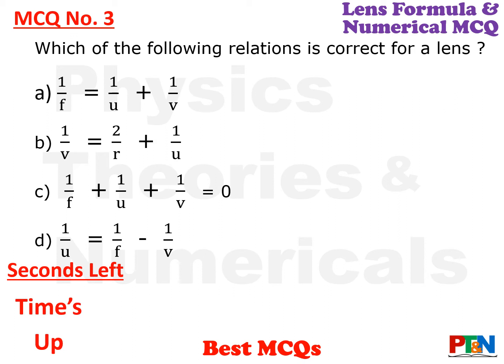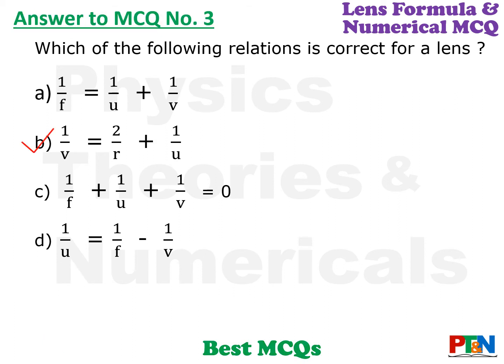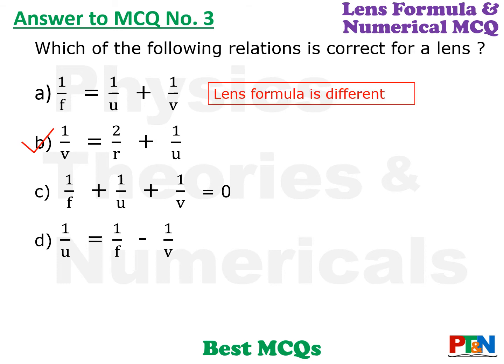Time's up. Let's see the answer. The answer is option B. That is correct. Other relations are wrong. Let's take a close look. The first one, this lens formula itself is not correct. Your formula is 1 by f is equal to 1 by v minus 1 by u. A is not correct option.